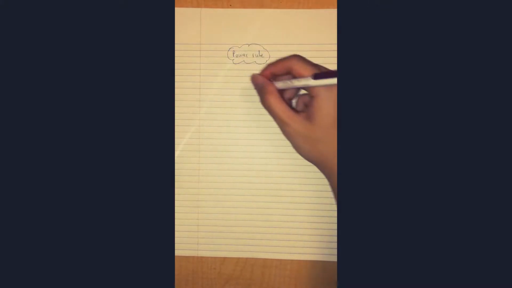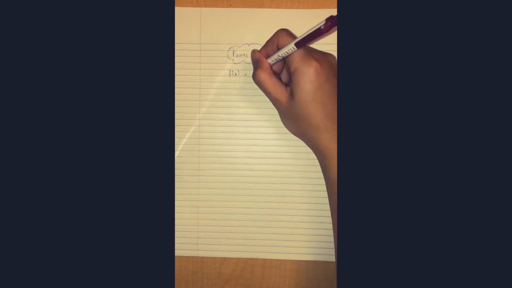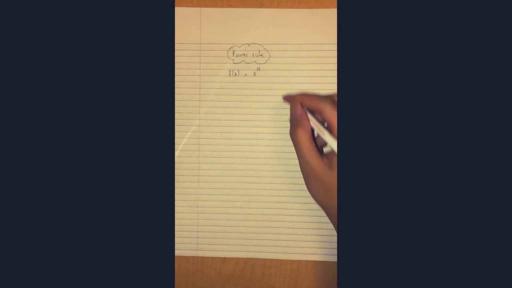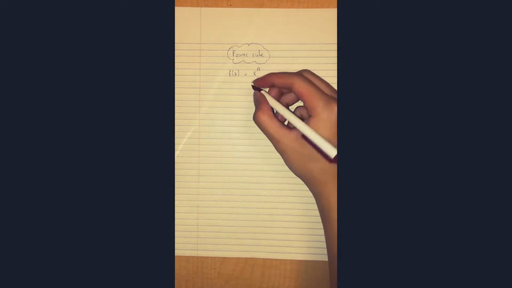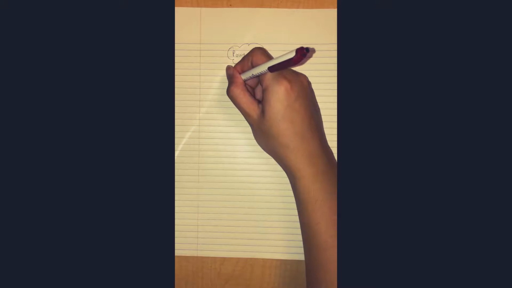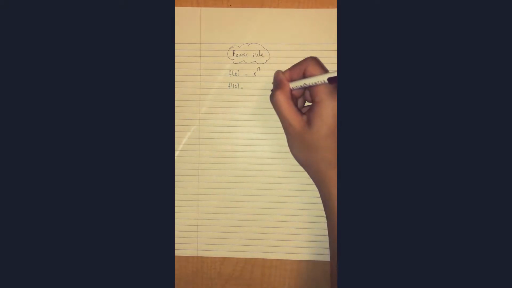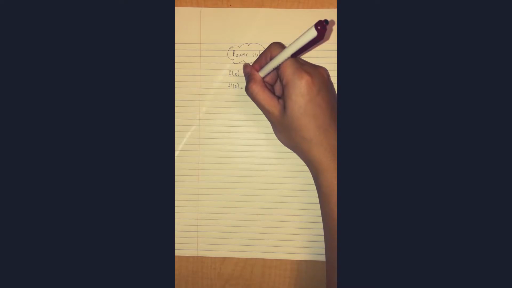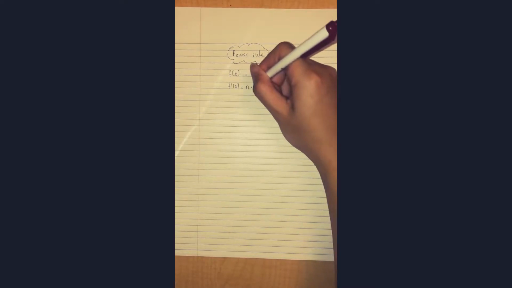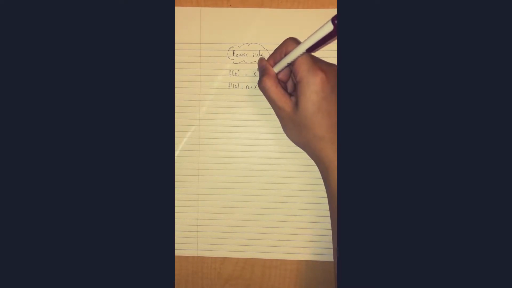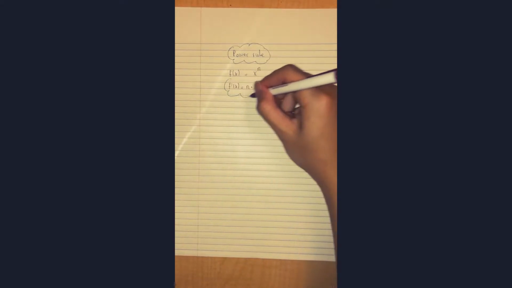So hi everyone, today I will introduce you to the power rule and I will explain how it works. So let's say we have a function f of x is equal to x to the n power, where n can be any number. So by taking the derivative and using the power rule, we put n in front, we multiply by x to the n minus 1 power, and that is the power rule.